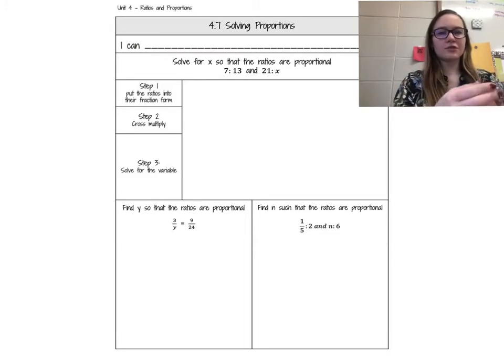Hello! Okay, 4.7, we're going to talk about solving proportions. So we talked about how to tell if ratios or tables and all that is proportional. So now we're going to talk about if you have a missing number, how to solve that. So it's like mixing proportions with equations. It's going to be great. Let's go! Okay, so solving proportions.